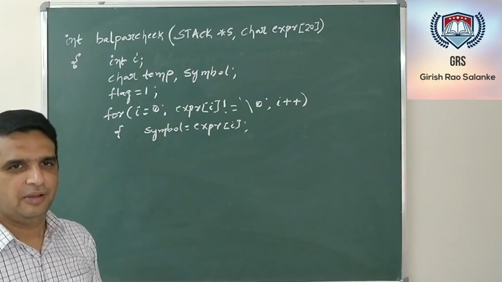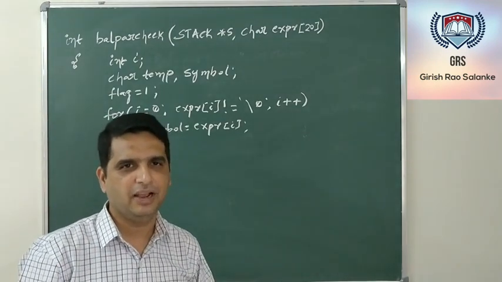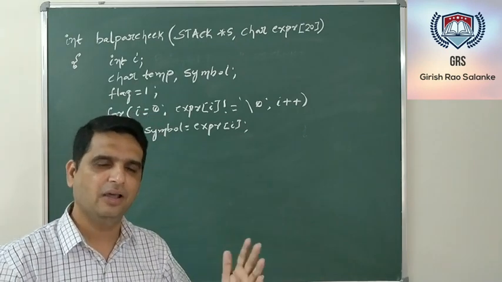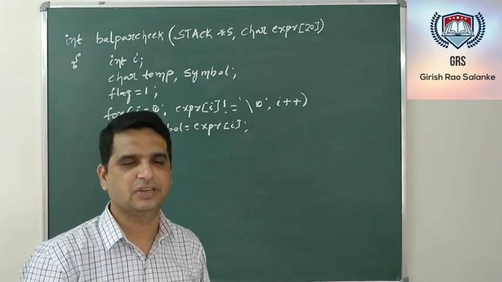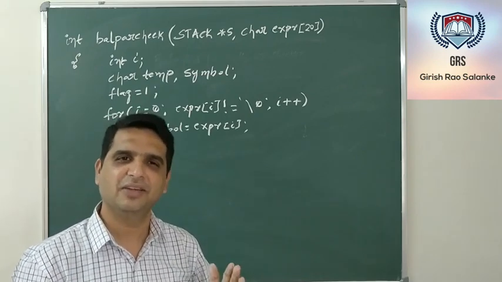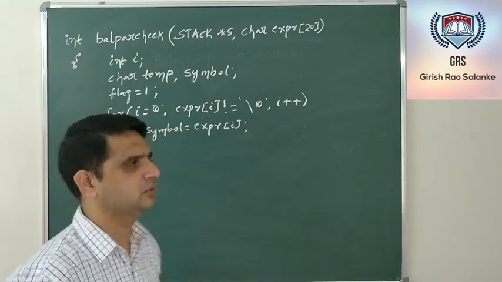Now, as we know, whenever we write a balanced parenthesis, we generally come across the left parenthesis, or the left angle bracket, or the left flower bracket first. So while scanning the expression, if any of the characters is a left parenthesis, a left angle bracket, or a left flower bracket, I need to push it onto the stack.